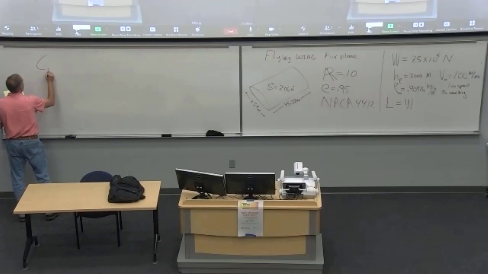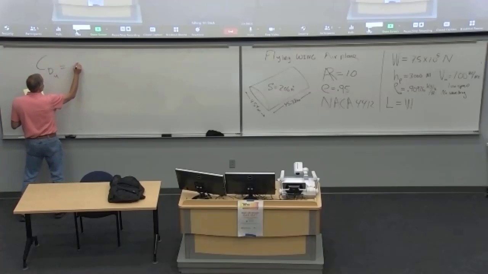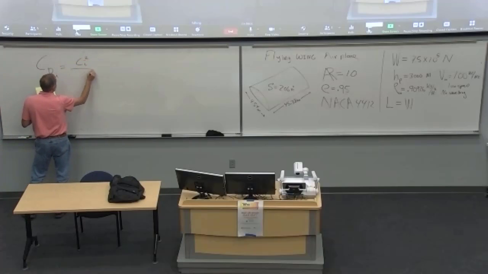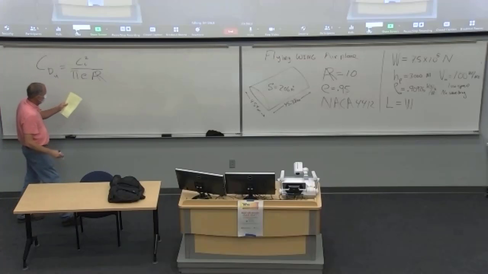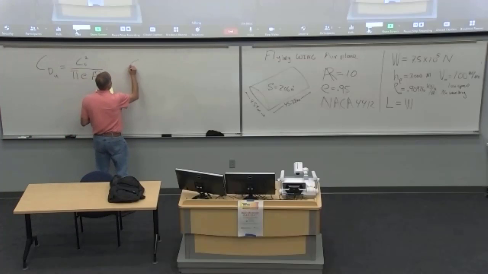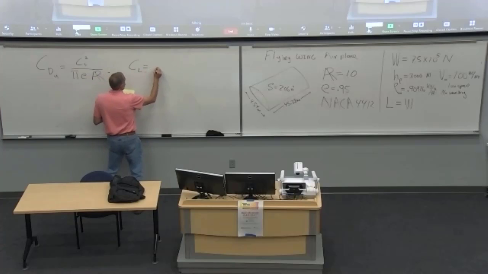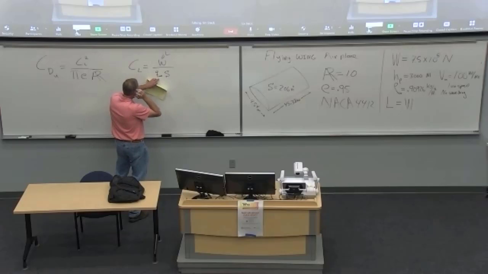So CDI is CL squared over pi E AR. I need to calculate CL. And CL is equal to the weight, which is equal to the lift, divided by Q infinity S. So I need to calculate Q infinity.